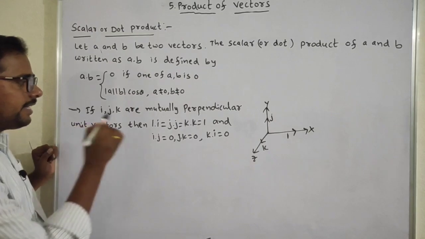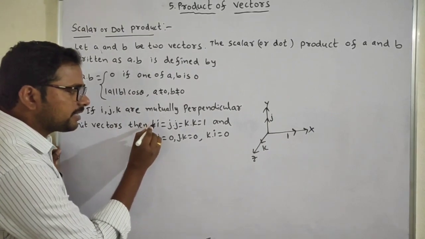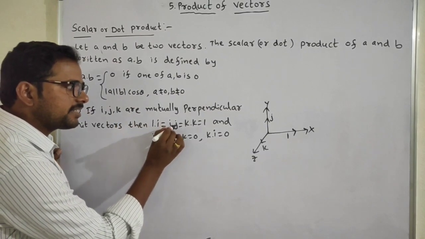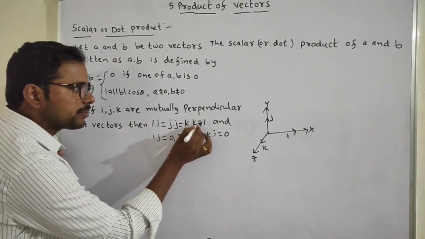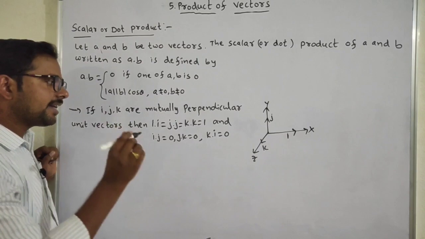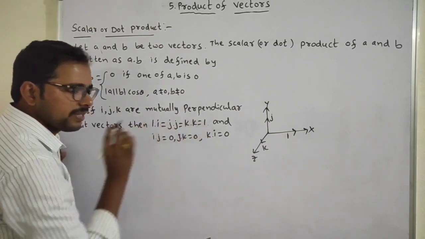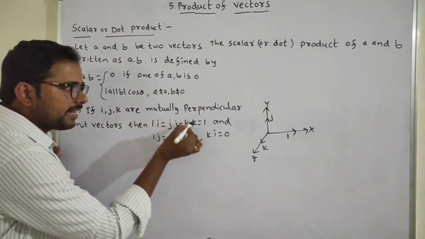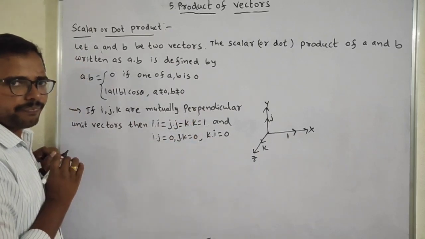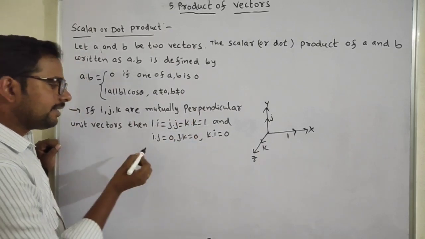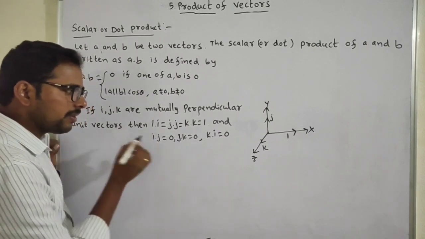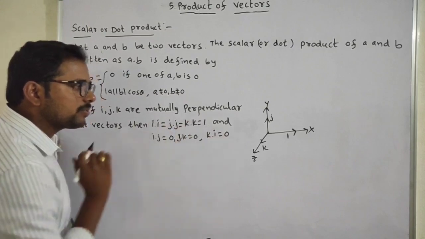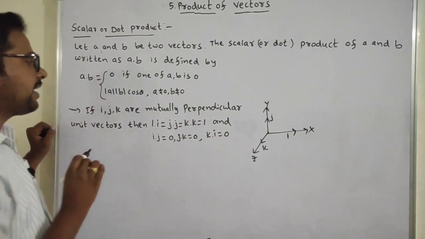దెన్ మనకు డిఫైన్ చేస్తాం. i డాట్ i is equal to j డాట్ j is equal to k డాట్ k is equal to 1. ఎక్కడైనా i డాట్ i వస్తే దాని వాల్యూ 1 తీసుకోవాలి. అండ్ j డాట్ j is equal to 1, k డాట్ k is equal to 1. ఓకేనా? అండ్ i డాట్ j is equal to 0, j డాట్ k is equal to 0 అండ్ k డాట్ i is equal to 0. సో మనం ఇలా డిఫైన్ చేస్తాం.